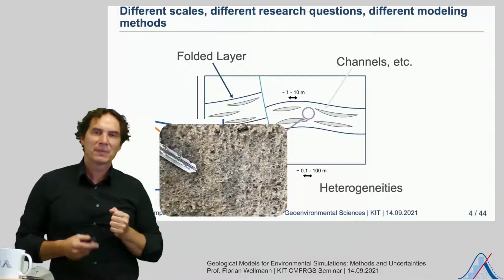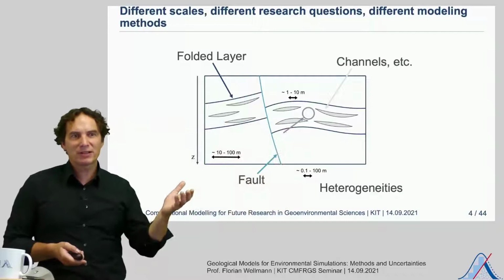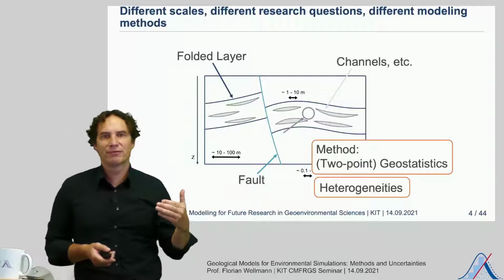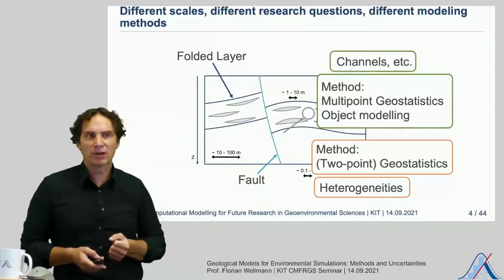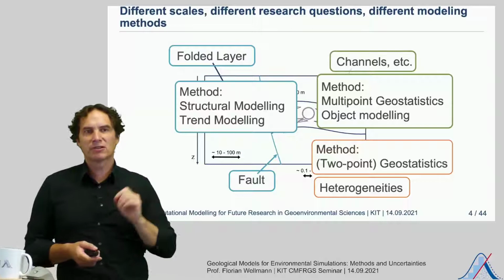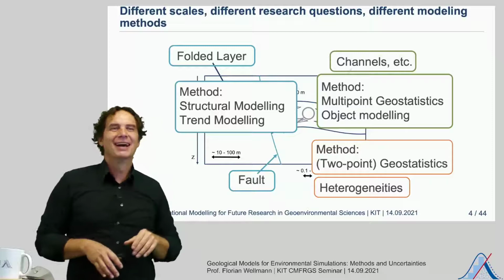Because in all of these scales, over the development of geological modeling, different methods evolved. On the small scales, in these heterogeneities, we typically use methods from the field of so-called two-point geostatistics, or geostatistics in general. For these channels, we may use things like multi-point geostatistics or object modeling. And on the scale where we look at these boundaries, we typically talk about structural modeling or trend modeling. It's important to realize that this distinction has also led to different streams of development, almost different scientific communities, something I will touch upon briefly in this presentation.